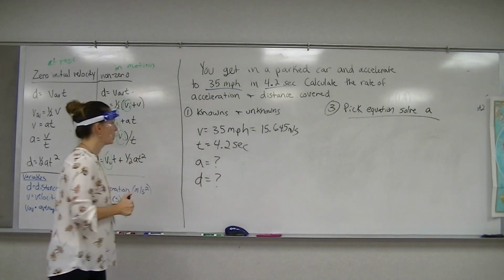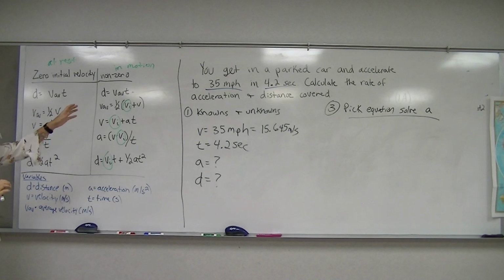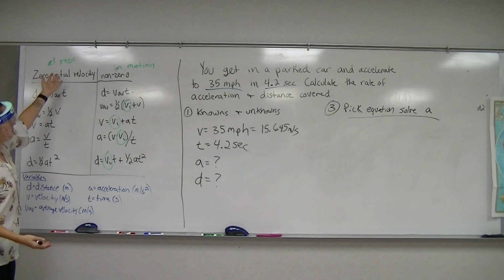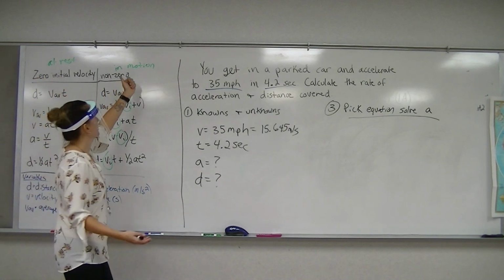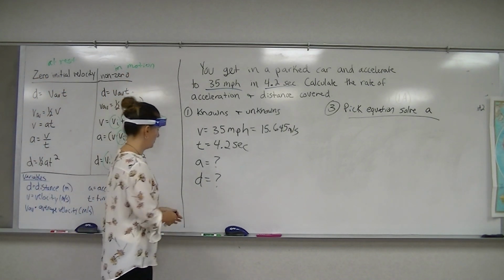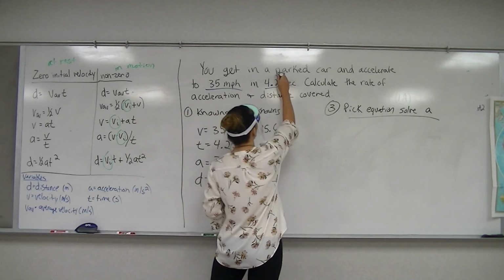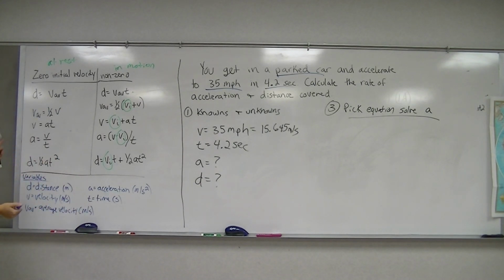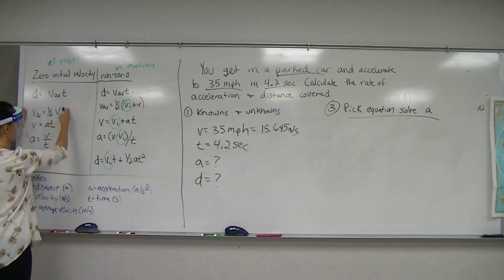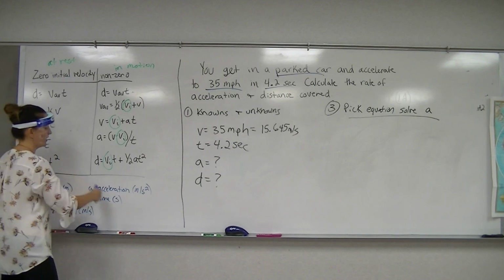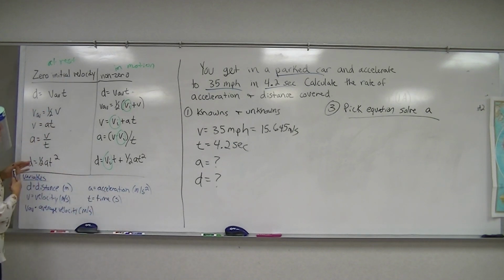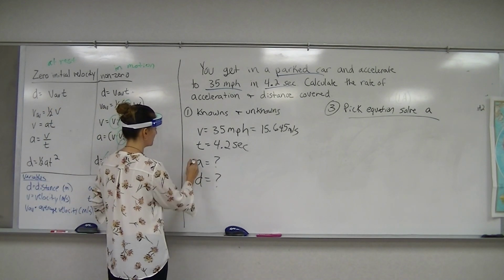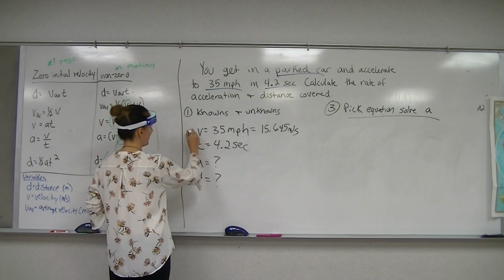So I'm going to pick an equation to solve for acceleration. To do that, what's going to help me now is reading the word problem and figuring out what type it is. Was the object initially at rest or was the object initially in motion? Well, you got in a parked car. Are parked cars initially moving? No. So we're looking at this section. So we just narrowed it down to one of these equations. What we want to do is look at the variables we have. So we're solving for acceleration, so we want an equation that has A, V, and T in it.